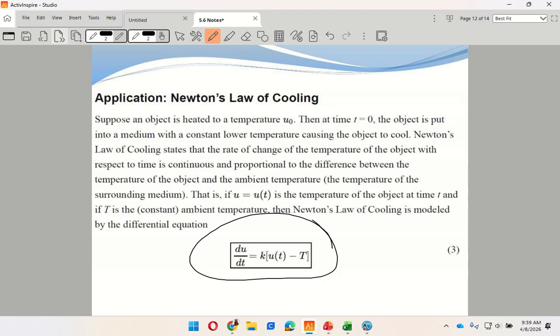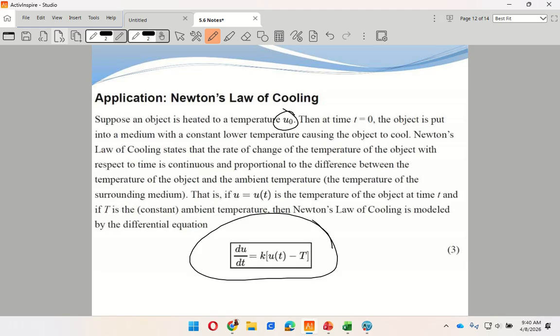Suppose an object is heated to a temperature of U of t, that's my starting temperature, U sub naught, at time t0. The object is put into a medium with a constant lower temperature, causing the object to cool. There was an AP question where they microwave a potato and then set the potato down in the regular room. With a constant lower temperature, Newton's law of cooling states that the rate of change of the temperature of the object with respect to time is proportional to the difference between the temperature of the object and the ambient temperature, the temperature of the surrounding medium.